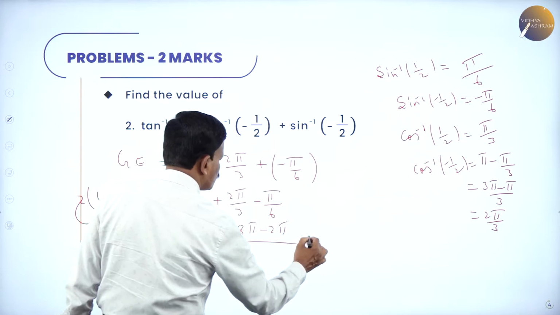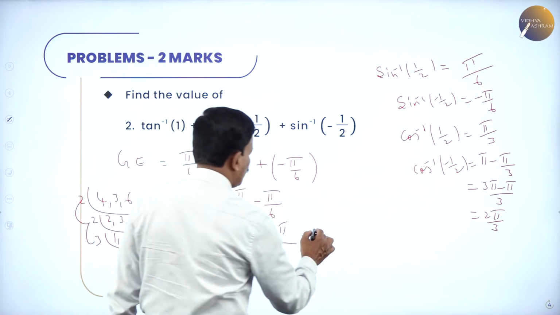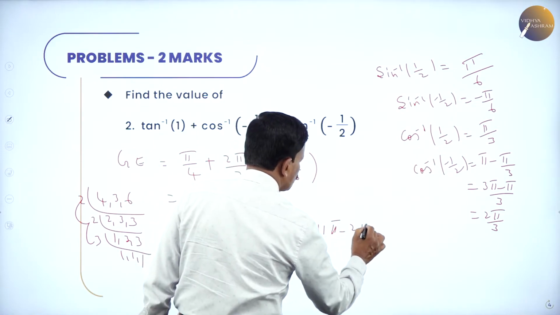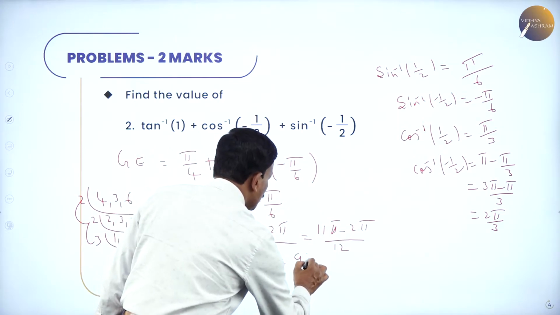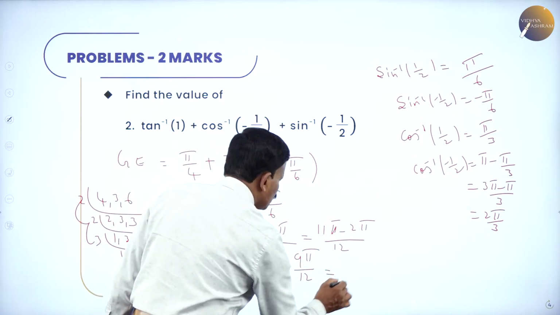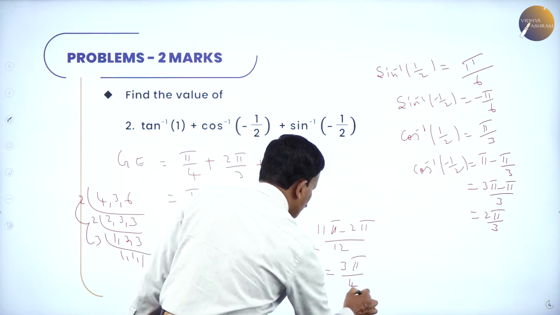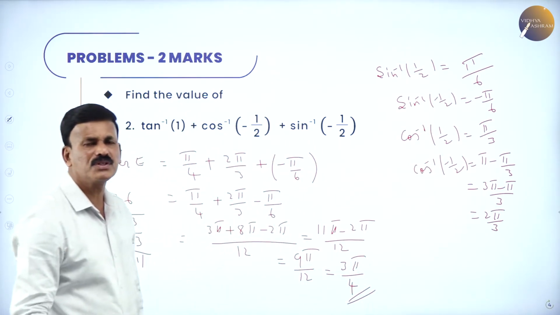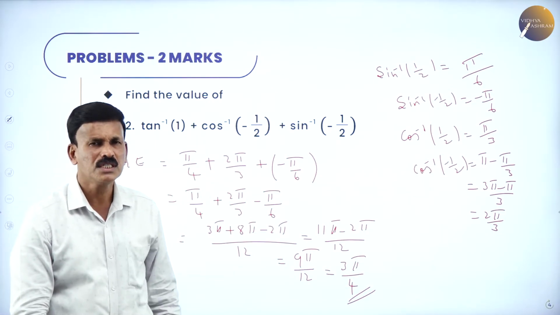What is this equal to? This is equal to 8 plus 3, 11 pi minus 2 pi by 12. This is nothing but 11 minus 2 is 9 pi by 12. Divide by 3, 3 3s are 9, 3 pi divided by 4. So the simplified answer for this is 3 pi by 4. Followed? See here.